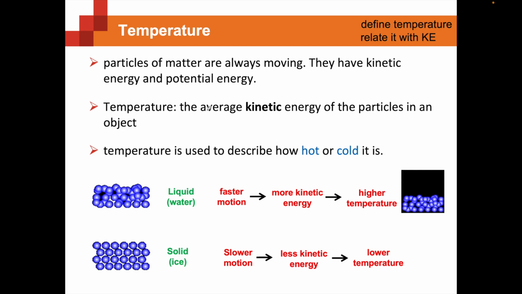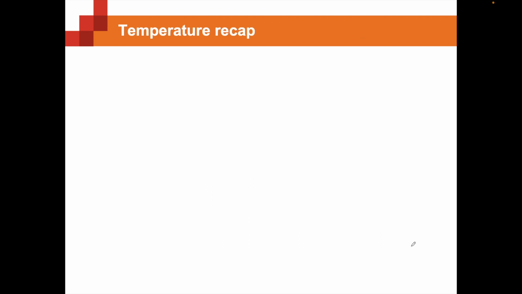So temperature itself is just particles inside anything that is moving. Particles are always vibrating or moving, which means they have kinetic energy and potential energy. Temperature is the average kinetic energy of a particle, which helps us describe how hot or cold it is. If something is hot, the particles will move around faster. They'll have more kinetic energy, which means a higher temperature. If something is cold, it will move slower, have less kinetic energy, and therefore a lower temperature.